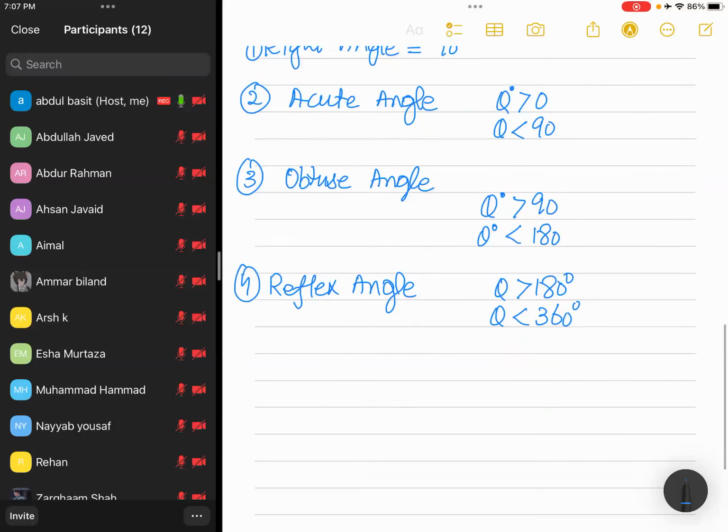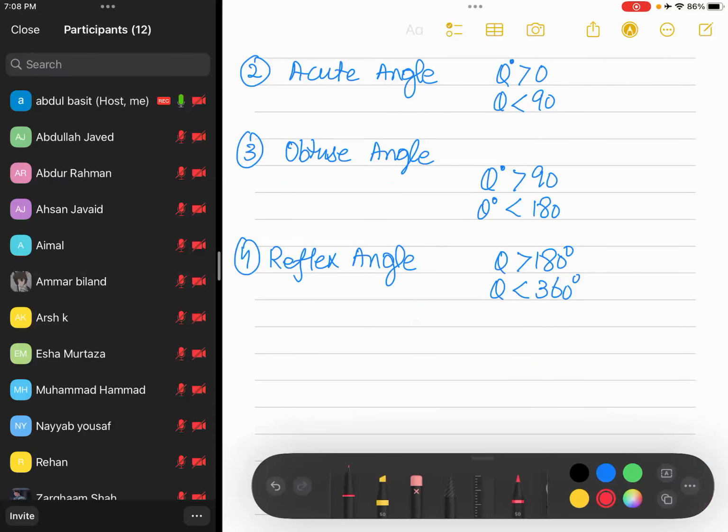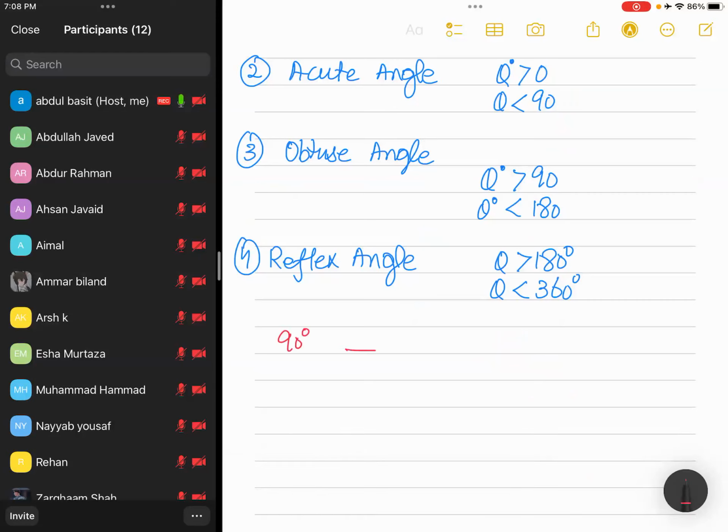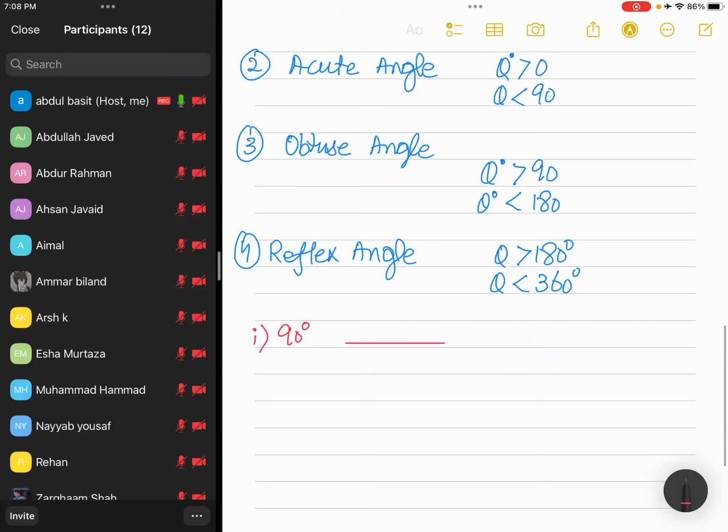सो अब आपके सामने मैं कुछ क्वेश्चंस लिख रहा हूँ. फॉर एग्जांपल आप मुझे बताएं 90 डिग्री इज which angle? What is the mathematical name for 90 degree? It is right angle. Okay. What is the mathematical name of 143 degree?